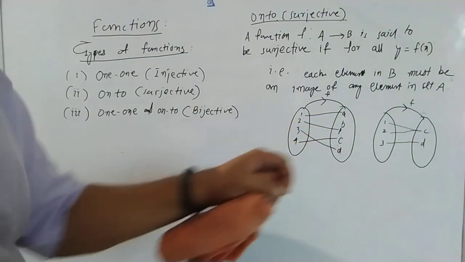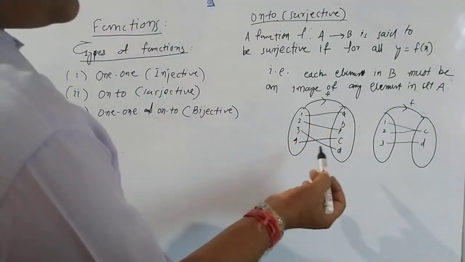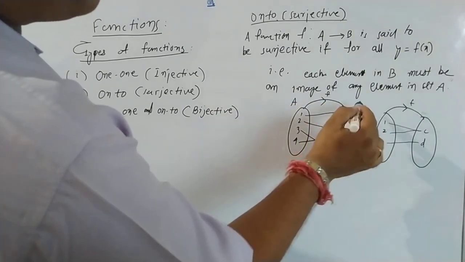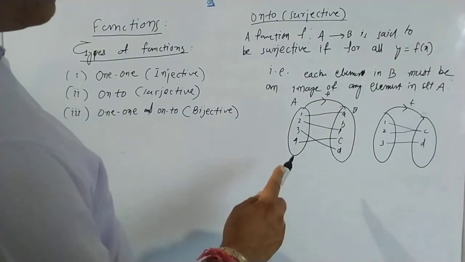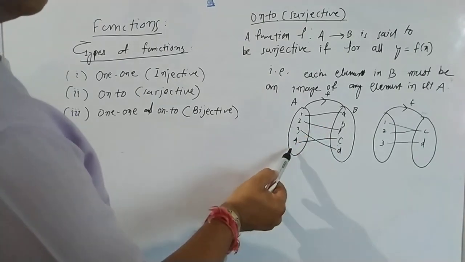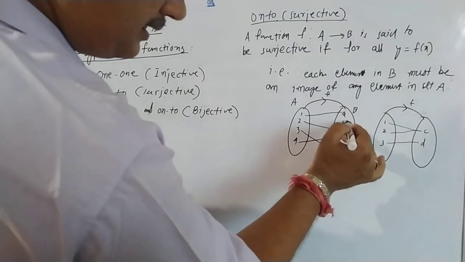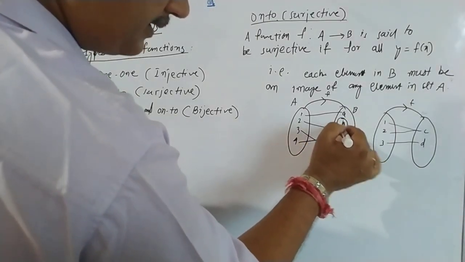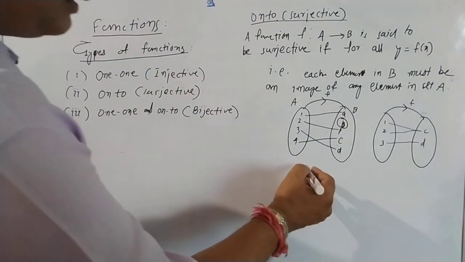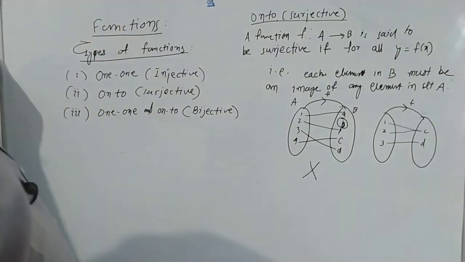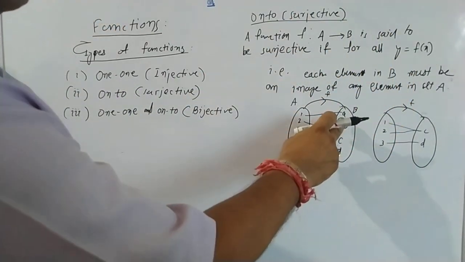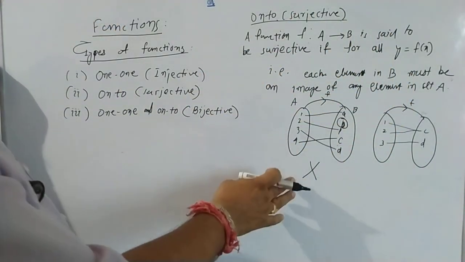Here I have taken two examples. Here you see there are 5 elements in set B: B, A, P, C, D, where A, P, C, D are the images of the elements in set A. But there is an element B which is not an image. Hence, this is not onto. I said that each element in B must be an image. So B is not an image, hence it is not onto.